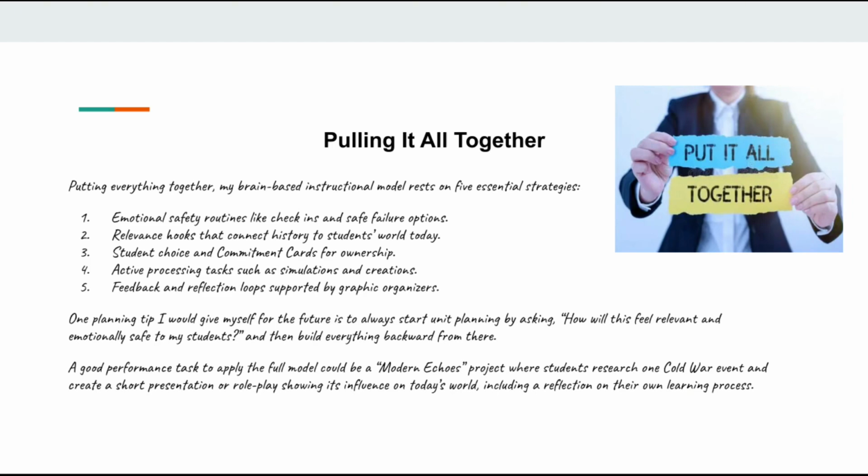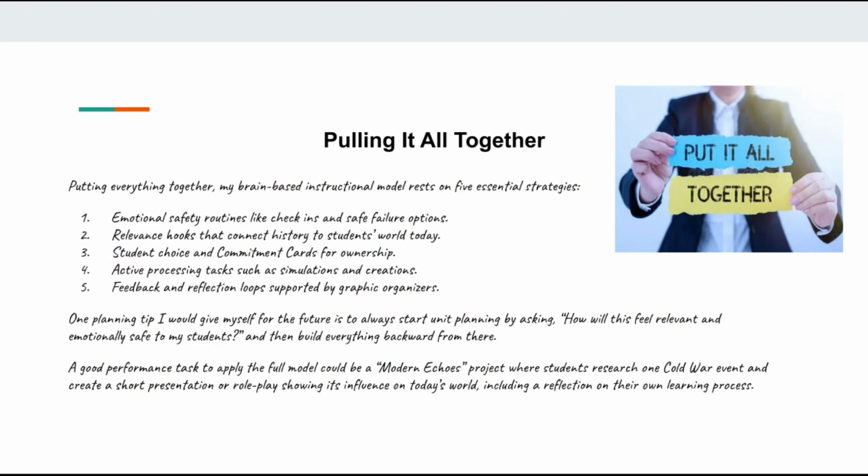And pulling it all together. So putting everything together, my brain-based instructional model rests on 5 essential strategies: emotional safety routines like check-ins and safe failure options, relevance hooks that connect history to students' world today, student choice and commitment cards for ownership, active processing tasks such as simulations and creations, and then feedback and reflection loops supported by graphic organizers.